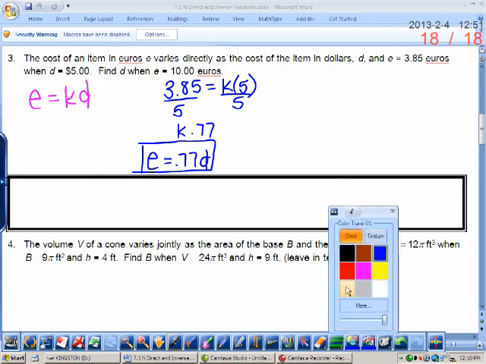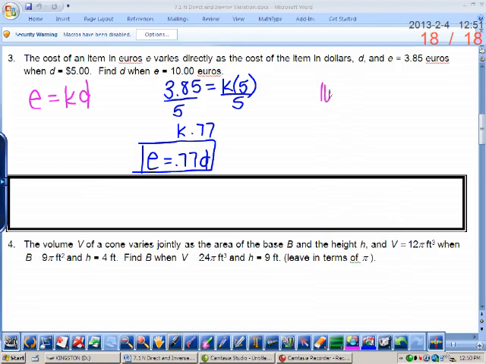Okay, so we're going to plug in 10 for E. So we have 10 equals 0.77 D. And then what would we do? Divide by 0.77 and we get 12.99. And what are our units? Dollars.